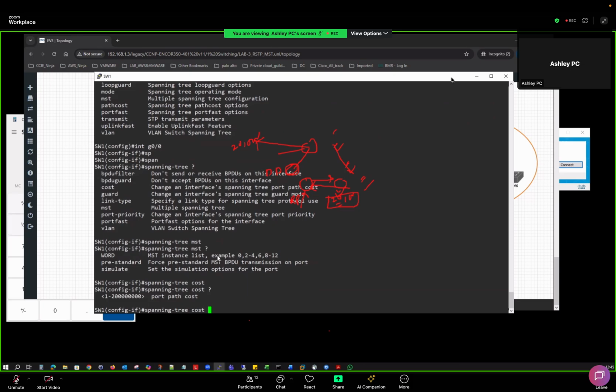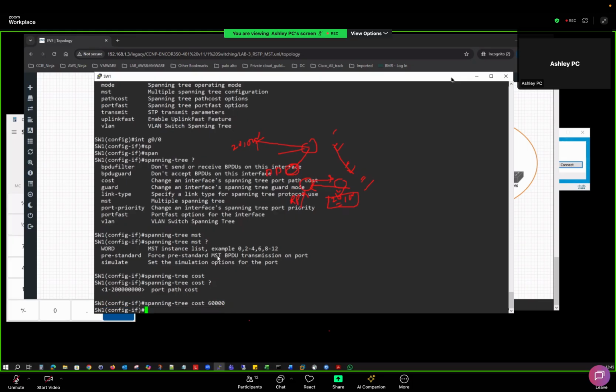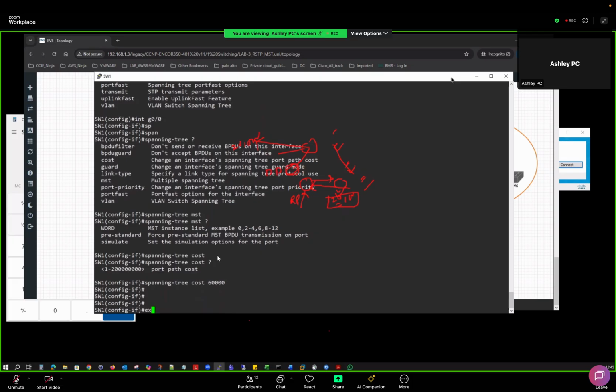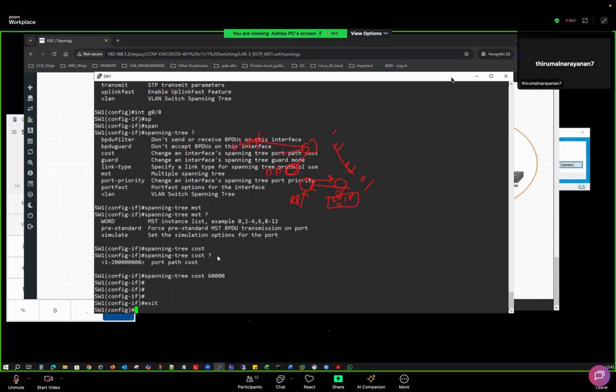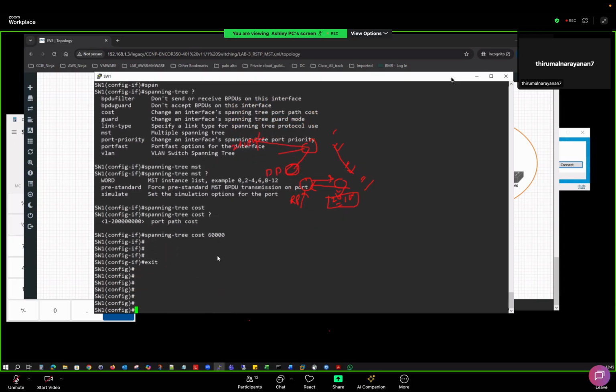If I increase the cost over there, that side we have 20 plus 20, 40,000, right? Yes, sir. If I increase the cost from there, it is going to affect my Gig 00, my neighboring switch, right? So what I am going to do there is make it 60,000. Done. Done or not? Yes, sir. Now I am going to do that here.